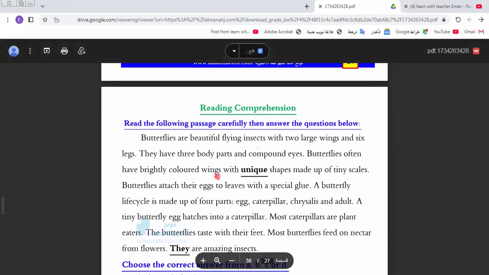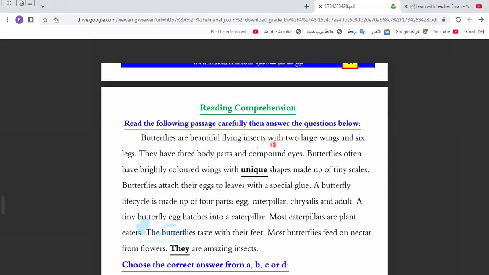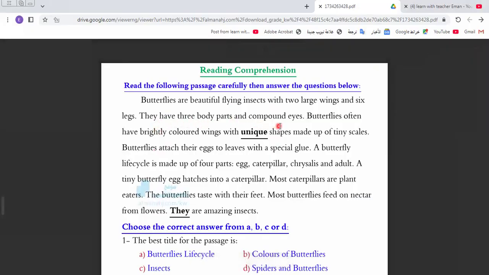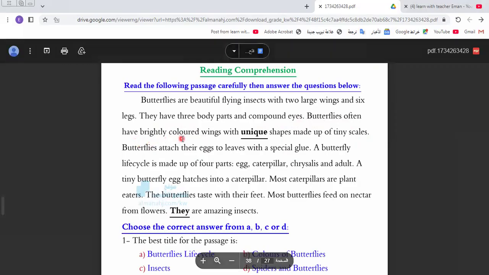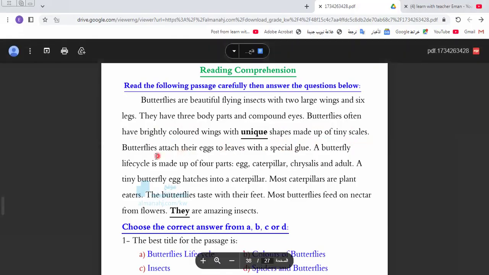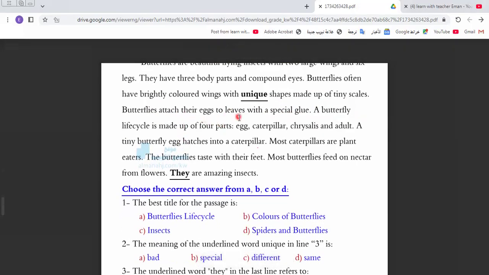Let's do this exercise together. Butterflies are beautiful, flying insects with 2 large wings and 6 legs. They have 3 body parts and compound eyes. Butterflies often have brightly colored wings with unique shapes made up of tiny scales. Butterflies attach their eggs to leaves. A butterfly life cycle is made of 4 parts: egg, caterpillar, chrysalis, and adult.